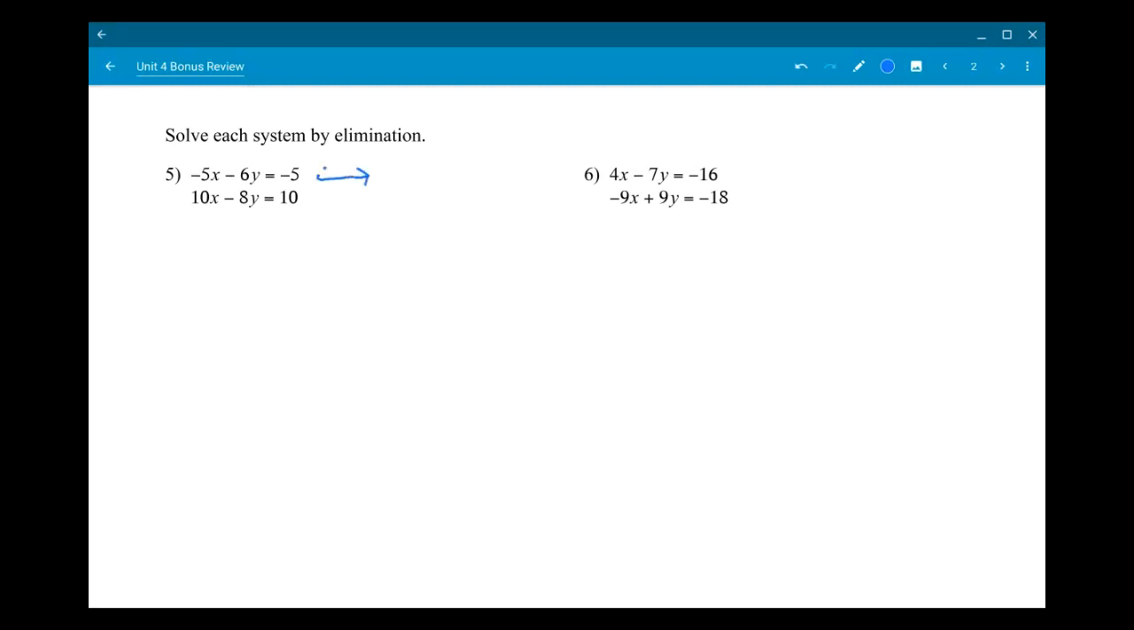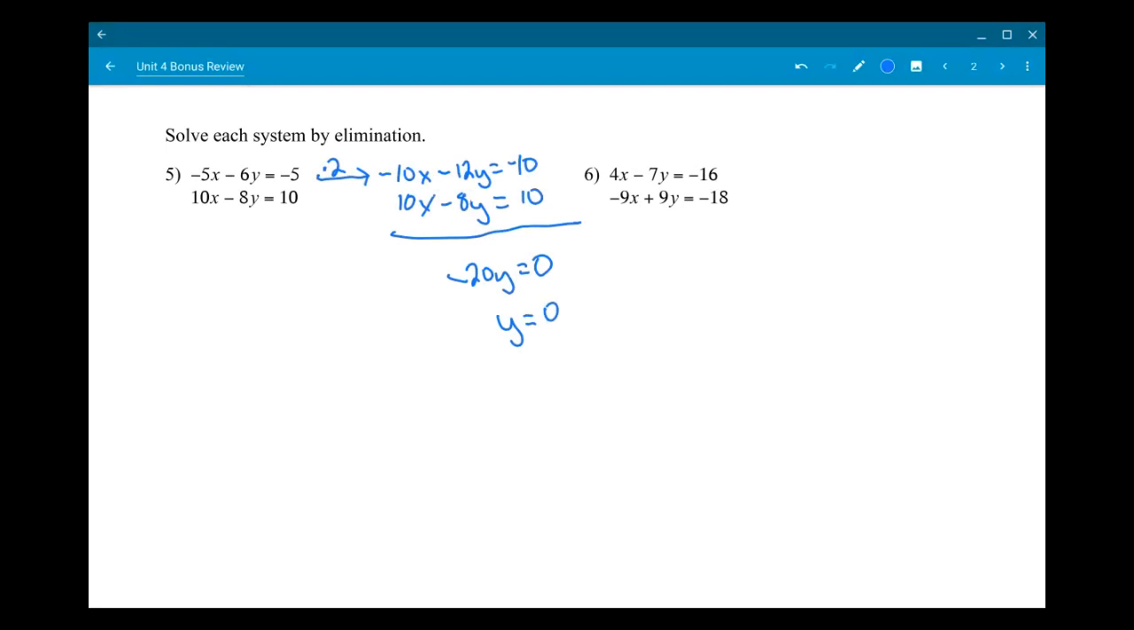If it's me, I'm multiplying by 2. The reason I'm multiplying by 2 is because when I multiply by 2, I get negative 10x, and there's a positive 10x in the other one. And that seemed to be the easiest way to get some opposites there. Okay, I'm going to add those together, and I get negative 20y equals 0. And I end up with y equals 0.